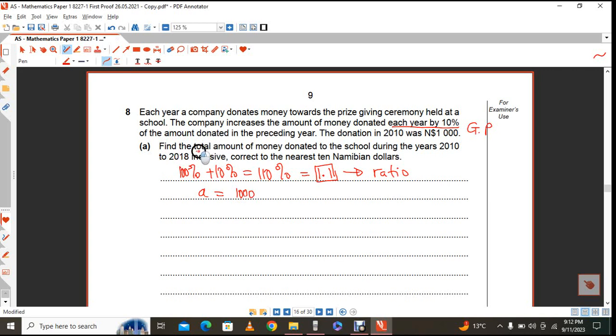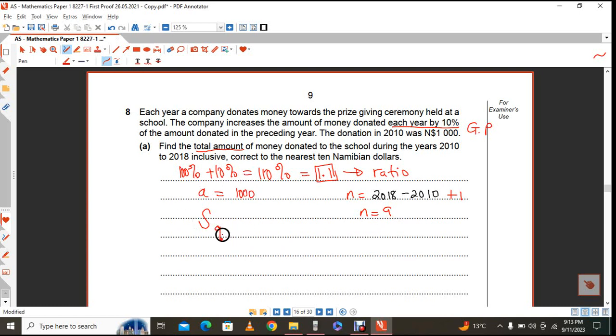Okay, we have the common ratio, we have the first term, then part A proceeds to say, find the total amount. Again, the key word here means we need to add things, so we have to find the sum. It's also important that you read a bit further: of the money donated to the school during the years 2010 to 2018 inclusive. What that means is that if you take 2018 minus 2010, because it's inclusive, you have to add 1. So this gives us our n, and n is equal to 9.